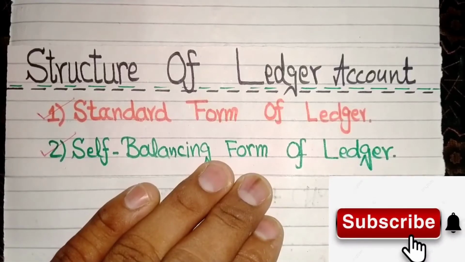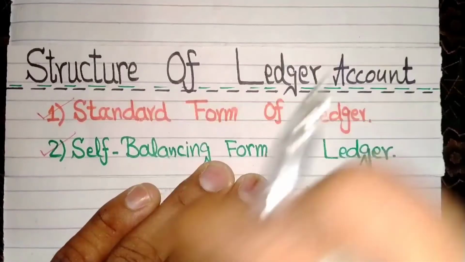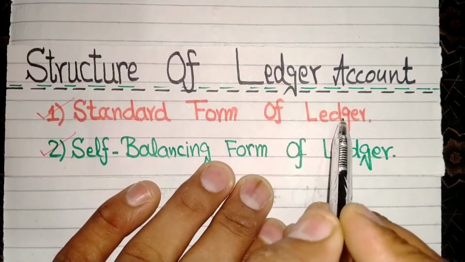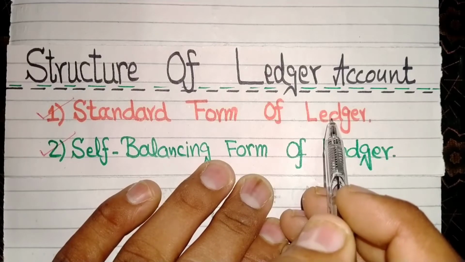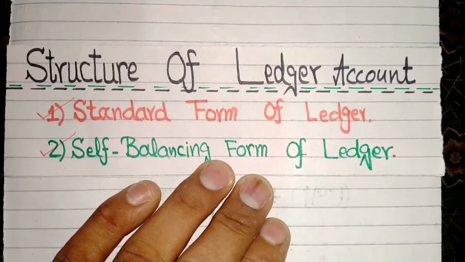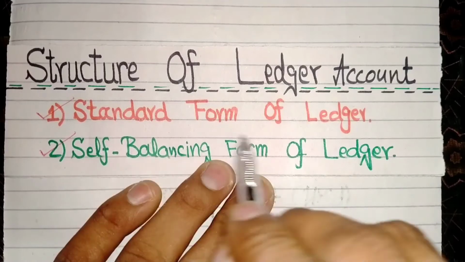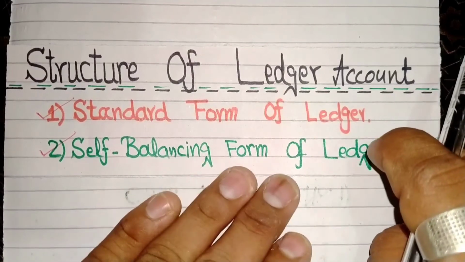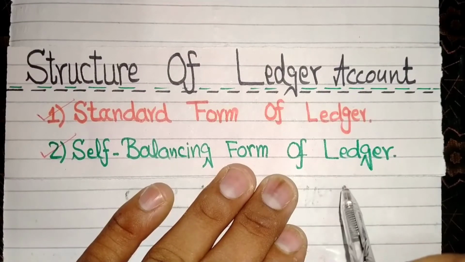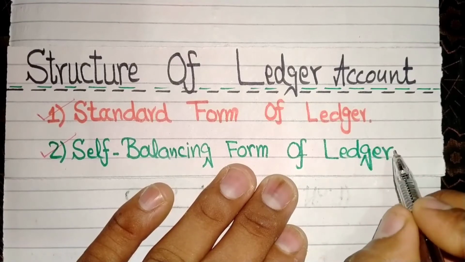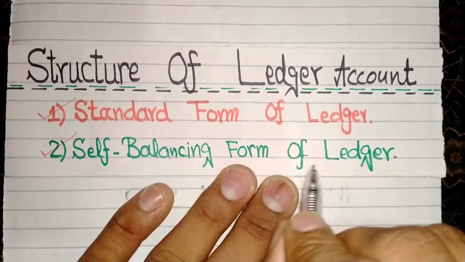Okay? We have read in earlier videos that ledger accounts have 2 major types. First was the standard form of ledger account. This type of ledger account we did in the last video. Illustration number 1 in the last video was the example of the standard form of ledger. The second type of ledger account is the self-balancing form. Okay? Today in this video we will solve another illustration, which is illustration number 2, with this method, which is the self-balancing form of ledger account.